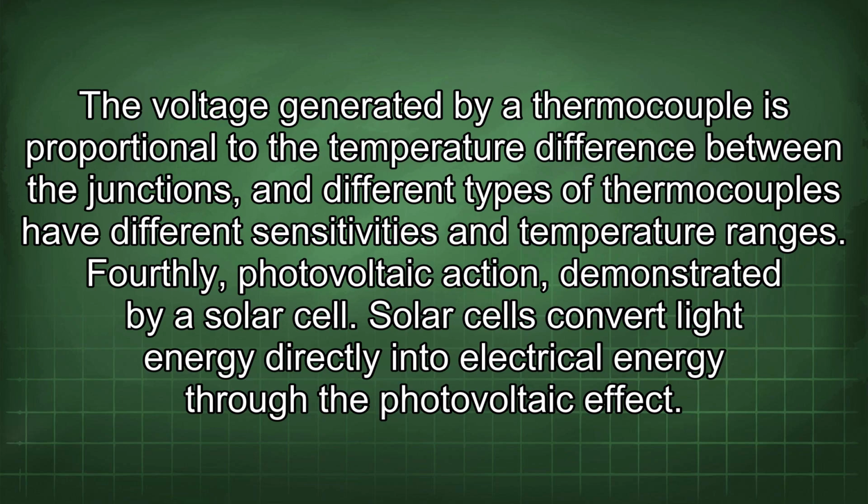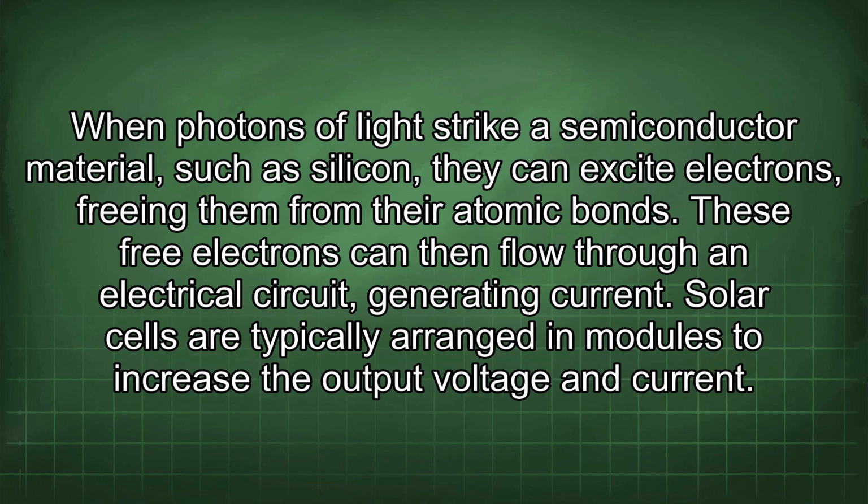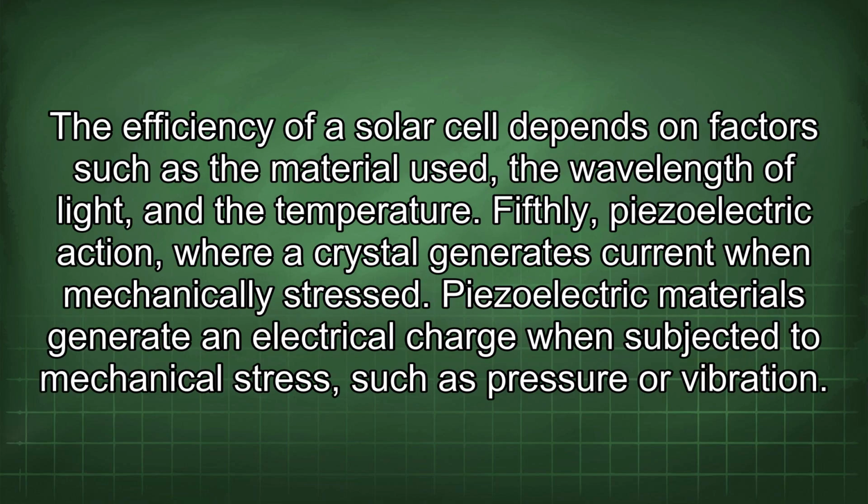Fourthly, photovoltaic action, demonstrated by a solar cell. Solar cells convert light energy directly into electrical energy through the photovoltaic effect. When photons of light strike a semiconductor material, such as silicon, they can excite electrons, freeing them from their atomic bonds. These free electrons can then flow through an electrical circuit, generating current. Solar cells are typically arranged in modules to increase the output voltage and current. The efficiency of a solar cell depends on factors such as the material used, the wavelength of light, and the temperature.